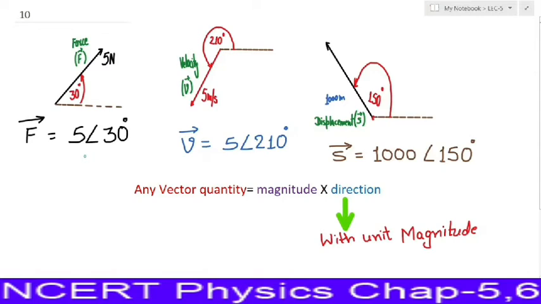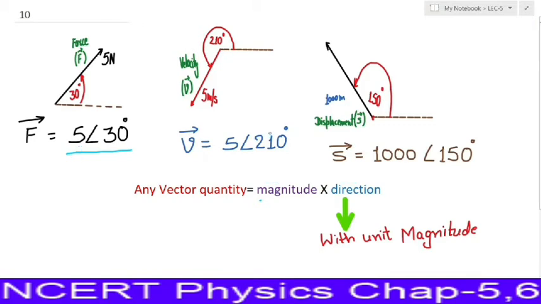This is the first example of force. As we know, any vector quantity has two pieces of information. The first one is magnitude and the second one is direction. In the previous examples also, we used the same way. Here 5 is magnitude and this 30 degrees is direction. Here 5 is magnitude and this 210 degree is direction. Here 1000 is magnitude and 150 is direction. So it is very clear that any vector quantity has magnitude and direction.